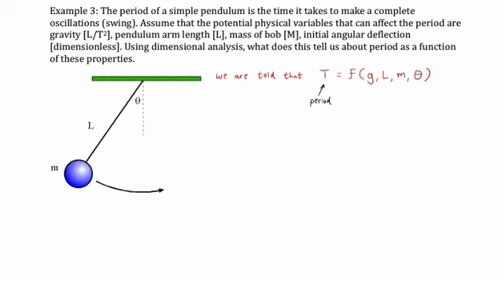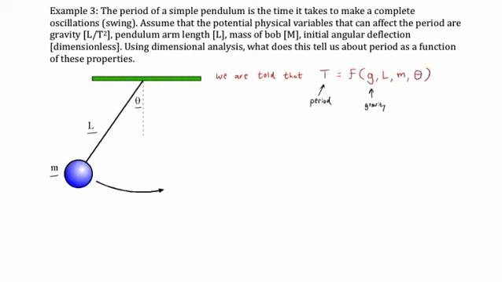Okay, we also have this here is gravity. Okay, length and mass are shown in the figure, as is theta, which is the initial deflection. Okay, so we're proposing that the period can be a function of all those. It need not be a function of all of them, and that's what we're going to find out. Okay, so we're going to set this up in terms of dimensions now.